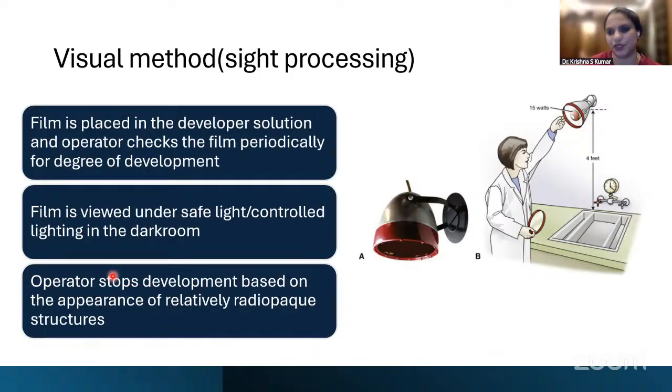in the developer solution, and the person who is developing, the person who is handling it, every time they have to see the film. They have to take the film and make sure that the degree it is properly developed. The radiopaque structures like enamel and all are properly seen. So it is basically dependent on the person who is handling it, and the film is viewed under safe light. So the operator stops the development based on the appearance of relatively radiopaque structures.